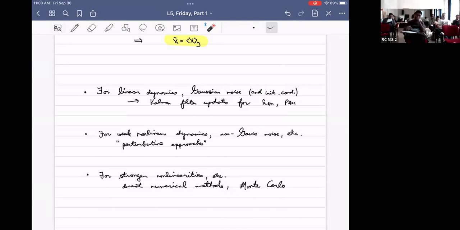In the perturbative approaches, the basic one is called an extended Kalman filter, and you basically just use the nonlinear rule to propagate the mean, which is a little bit of an approximation, but then always assume that it's Gaussian at each step and just characterize it by the mean and variance, even though that's not really true. But if it's not too far off, it's not too bad a thing to do.